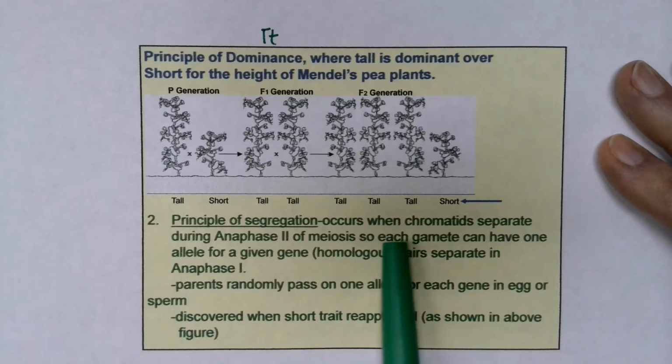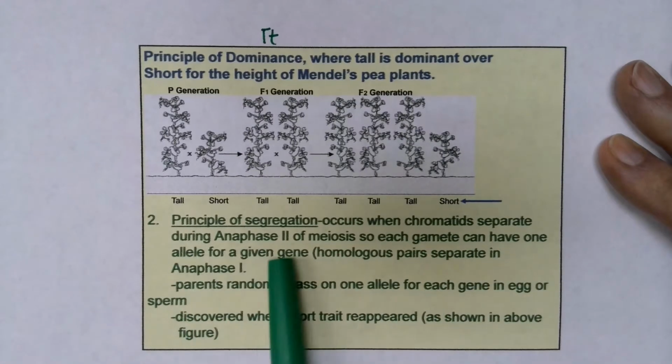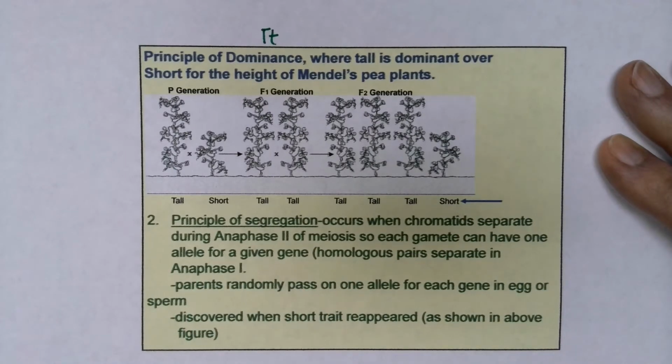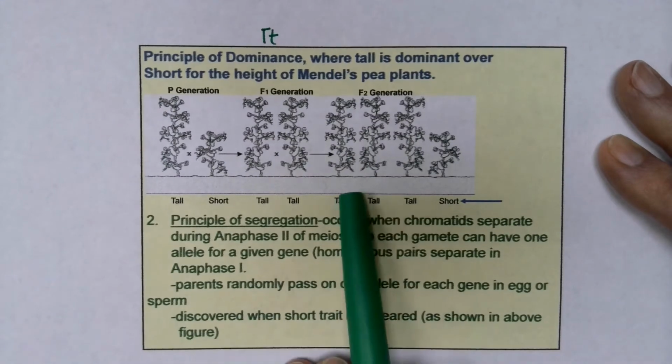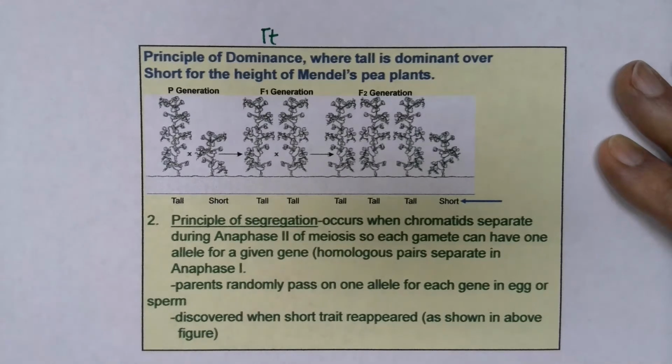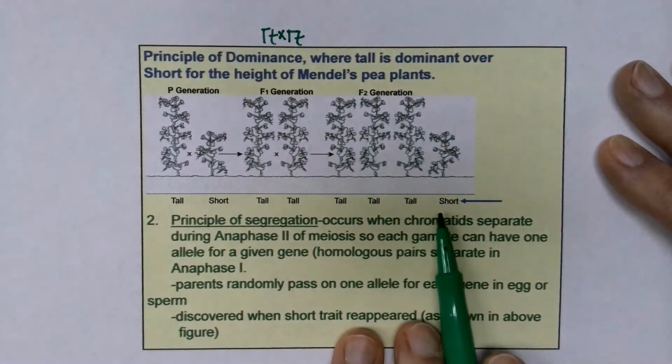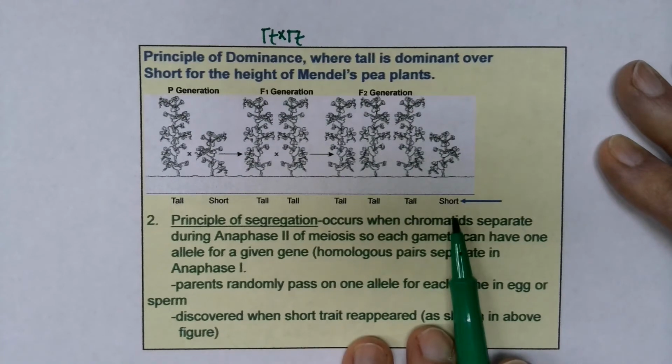So this says this occurs when the chromatids separate during anaphase 2 of meiosis, so that each gamete is going to have only one allele for a given gene, right? So remember, homologous pairs are going to separate during anaphase 1, and then in anaphase 2, the replicated chromosomes have to split up, so that in meiosis, each new cell gets half of the original amount of DNA, right? And so basically, here's his cross, okay? These two plants are both heterozygous, right? And when he did this a whole lot, most of the time he got tall plants, and every so often he got short plants, okay?